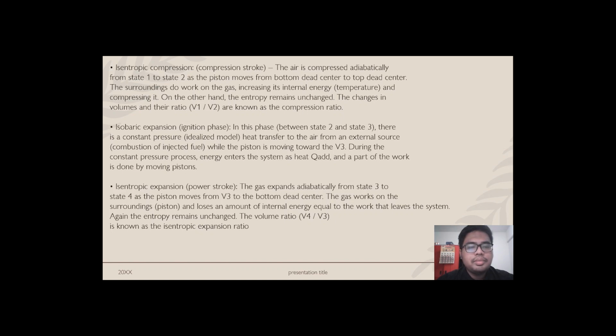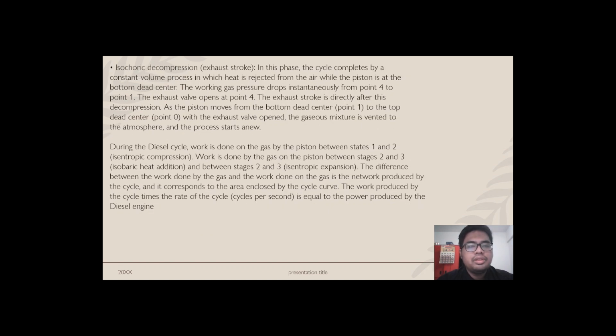Isentropic expansion, which is the power stroke. The gas expands adiabatically from state 3 to state 4, and the piston moves from V3 to the bottom dead center. The gas works on the surrounding piston and loses an amount of internal energy equal to the work that leaves the system. Again, the entropy remains unchanged. The volume ratio V4 over V3 is known as the isentropic expansion ratio.